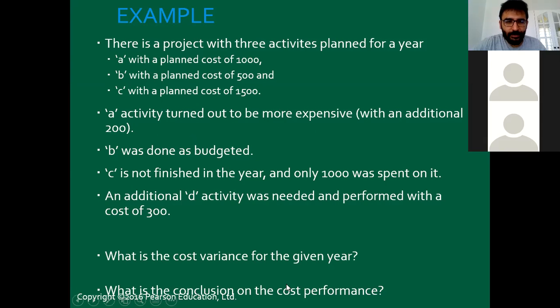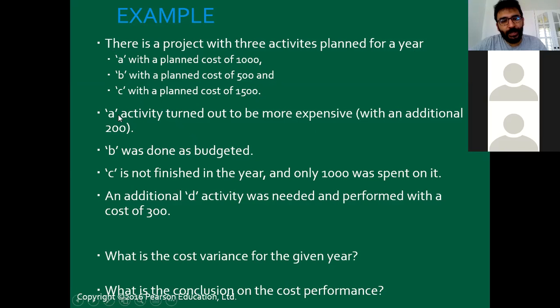We want to do that example. So there are 3 activities planned for a year, okay? Activity A, a planned cost of $1,000. Activity B, a planned cost of $500,000, and C, 1,500. Okay.